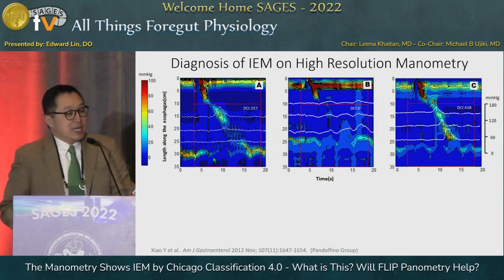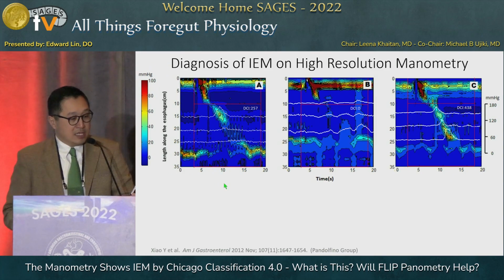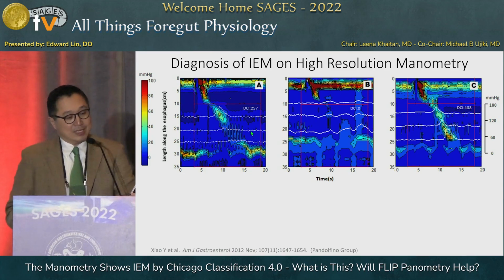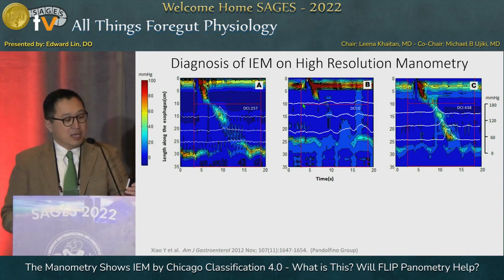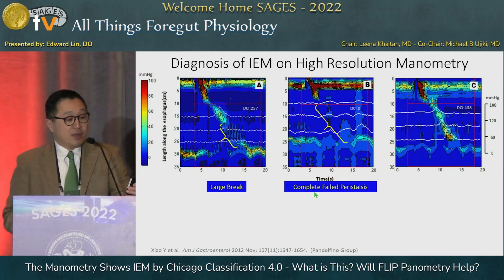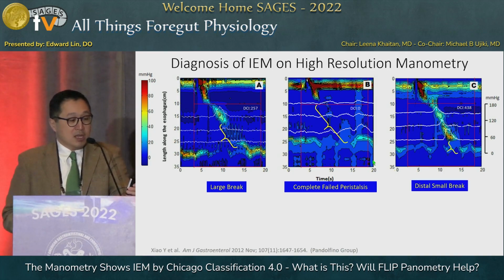Well, this is what it looks like on high-resolution manometry. This is the distance, and this is time. As you swallow something, the bolus will keep moving down in this descending staircase pattern. Well, you can have a large break somewhere. This thing is more than 5 centimeters from here to here. You can have a complete failed peristalsis where you don't even see any of the bolus movement, or you can have distal small breaks.